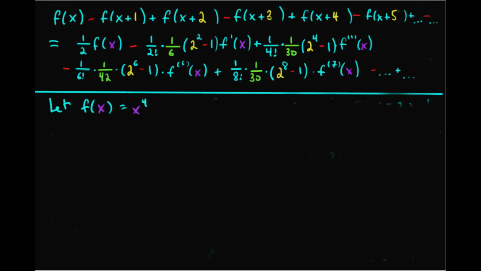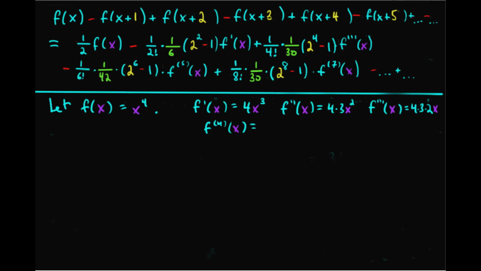So let's let f of x now equal x to the 4th. And then our derivatives will be f prime of x equals 4 times x cubed. F double prime of x will be 4 times 3 times x squared. F triple prime of x will be 4 times 3 times 2 times x to the first. And f quadruple prime of x will be 4 times 3 times 2 times 1 times x to the 0, which of course is just 4 factorial, a constant. And so then the fifth derivative of f and the sixth derivative and all the subsequent higher order derivatives will equal 0.